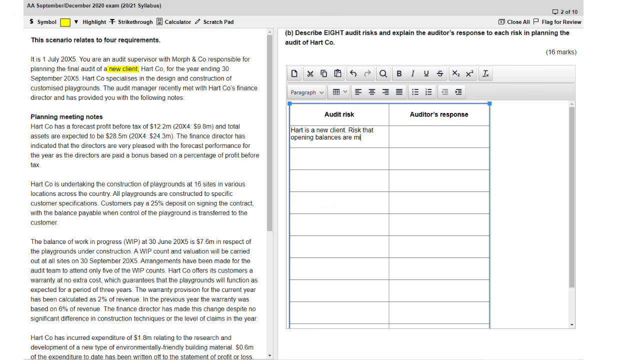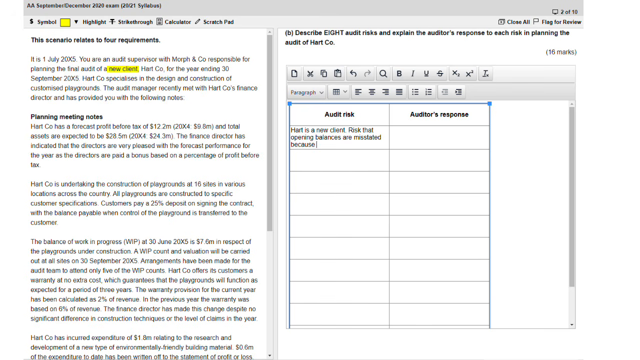are misstated because we were not the auditor.